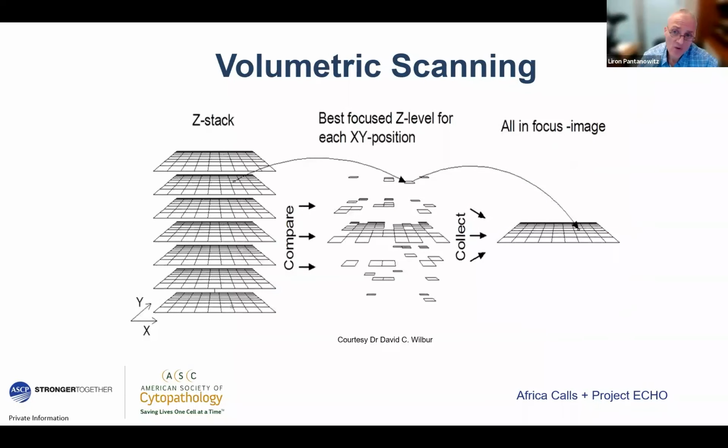An alternative way of doing it is what's called volumetric scanning. What you do, as you can see on the left, is scan your slide in multiple layers with a Z-stack, and then you only pick those image patches which are in best focus. Once you have just those patches in focus, you stitch them together into a final image at the end. So you just have a single flat file, which is much smaller, and this is much quicker because you can scan all of those layers at the same time.